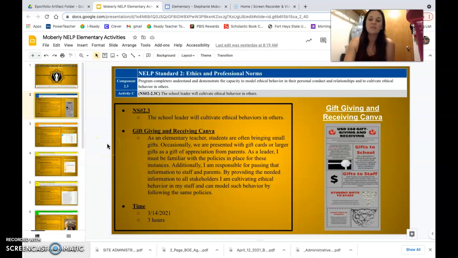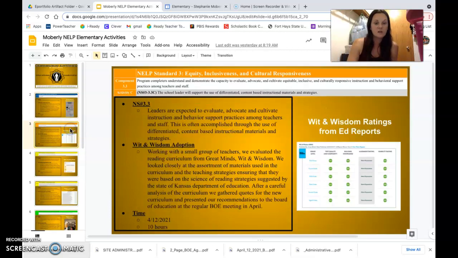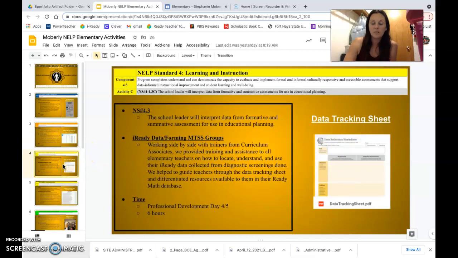Okay, first one, gift giving and receiving poster that I created. We get a lot of gifts as elementary teachers, and so it was really good for me to go through and read through those. Just this last year, we researched and worked on a reading curriculum adoption. We ended up with Wit and Wisdom. We did a lot of research through Ed Reports, and the rating scales of different reading curriculums. So that was one of my activities that I included.